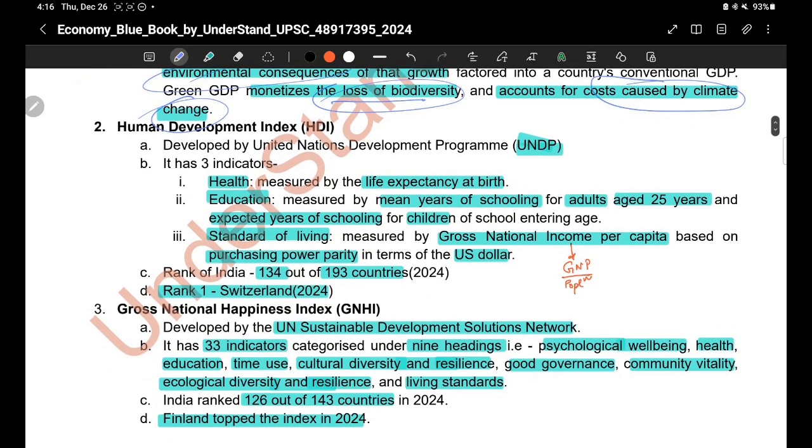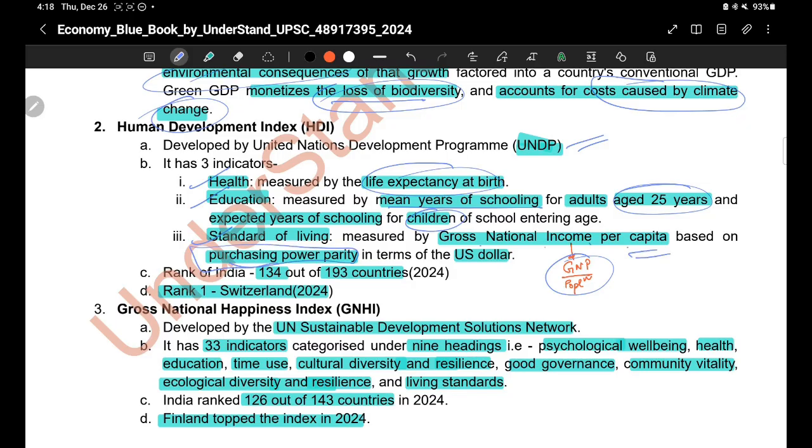Then Human Development Index, developed by the United Nations Development Programme. It has three indicators: health, education, and standard of living. Under health, it measures the life expectancy at birth. Education measures the mean years of schooling for adults aged 25 years and expected years of schooling for children. And how is the standard of living measured? It is measured by GNP divided by population. That is nothing but gross national income per capita based on purchasing power parity.